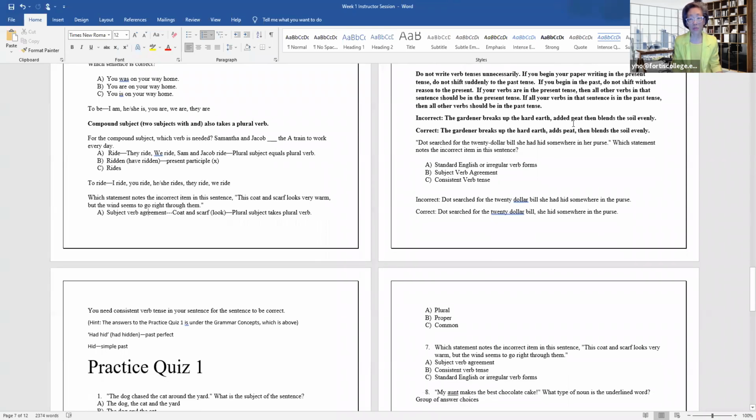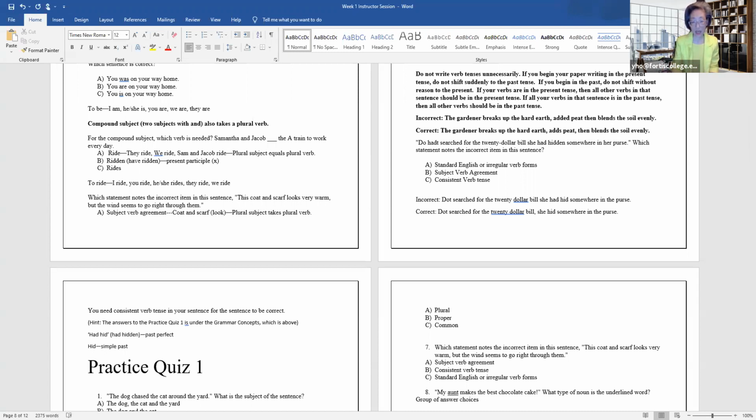And so here, this is from your quiz: Dot searched the $20 bill, for she had hid somewhere in her purse. And so here, hid should be had hidden. If I wanted this to be correct, she hid somewhere in her purse, then this would be simple past and simple past. But instead you have had hidden, which I believe was the correct one. Or if I want to make this correct, Dot had searched. So either way, you have to make the two tenses equal in order for this to have consistent verb tense.